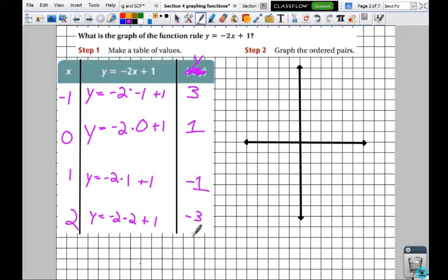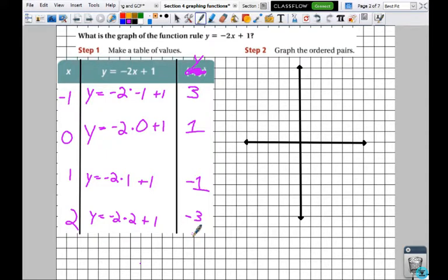I've got my table finished, so now I'm going to graph it. We are going to graph our x's in our first column here. This middle column was just to help us find our y's in our last column. So I'm going to put in the point -1, 3. Actually, first, before I do that, I should make sure my x's, I'm going from -1 to 2, so I don't need to change those.